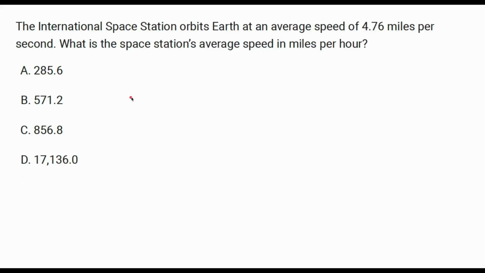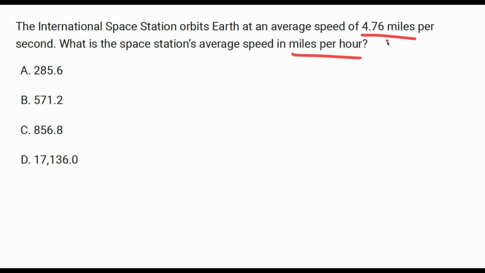Okay, next let's look at the level 2 question. Now for this next problem, it says the International Space Station orbits Earth at an average speed of 4.76 miles per second. What is the space station's average speed in miles per hour? Okay, great. This looks very similar to our last problem, but there's going to be one key distinction that will have us do an extra step in this one, which makes this one a medium question and the first one an easy one.